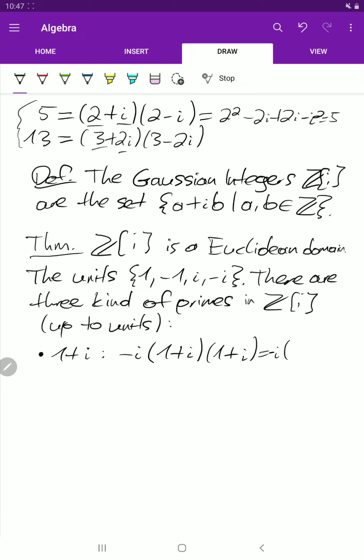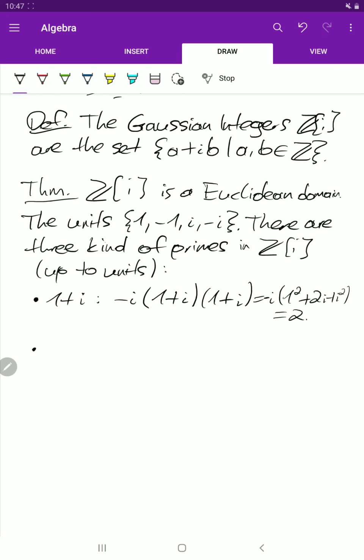So let me show why it's related to 2. 1 plus 2i plus i squared. So if we multiply with the unit minus i and we square it, we get 2.